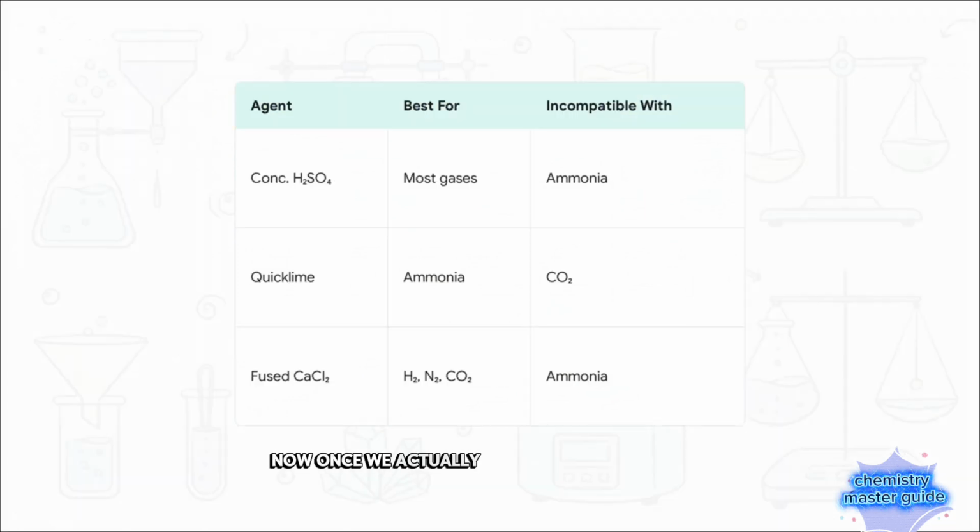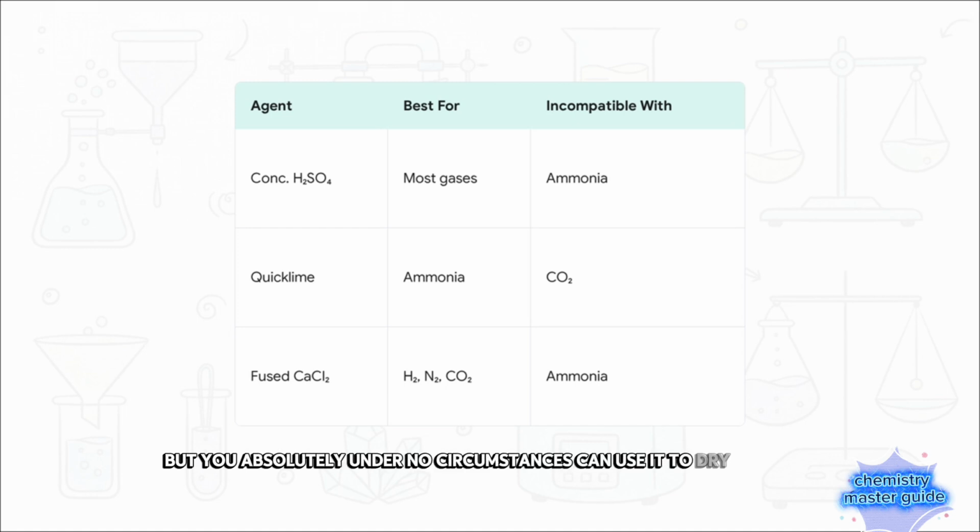Now, once we actually manage to catch a gas, it is almost always wet from the chemical reactions that made it. We have to dry it. But when choosing a drying agent, there's a golden rule: chemical compatibility. You have to match the chemistry. Take concentrated sulfuric acid. It is a fantastic, incredibly powerful dryer for most gases, but you absolutely, under no circumstances, can use it to dry ammonia.